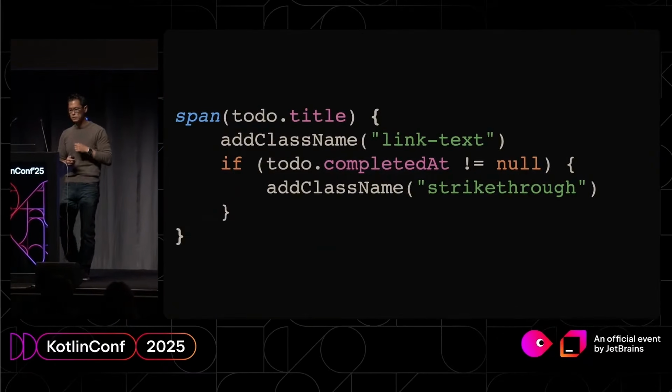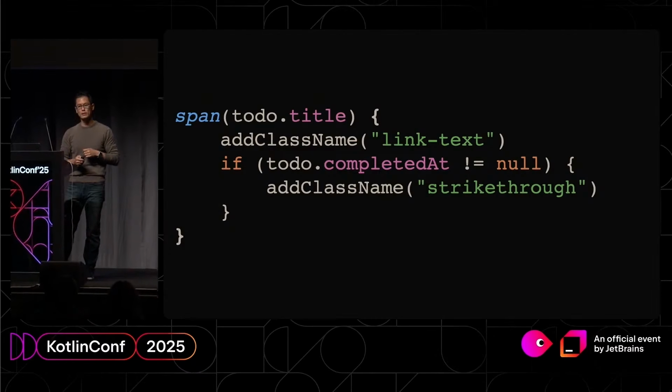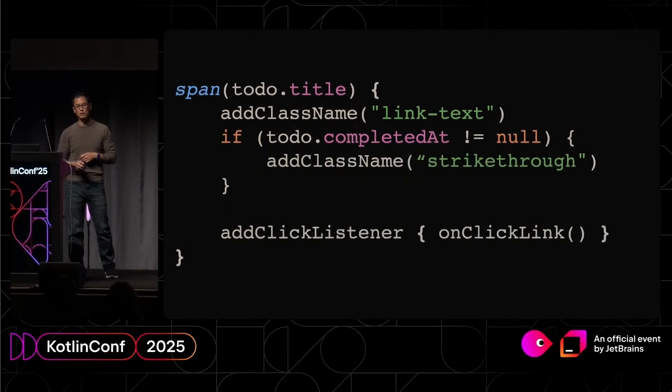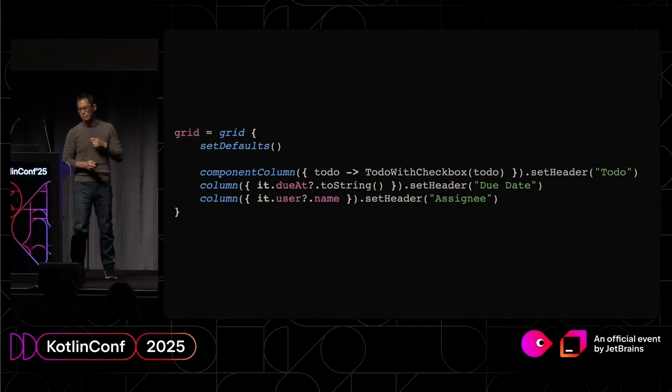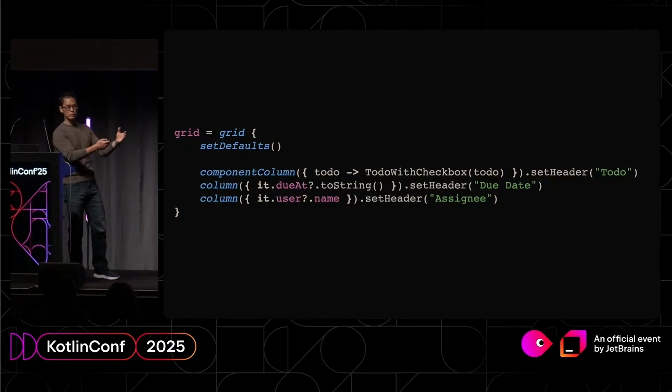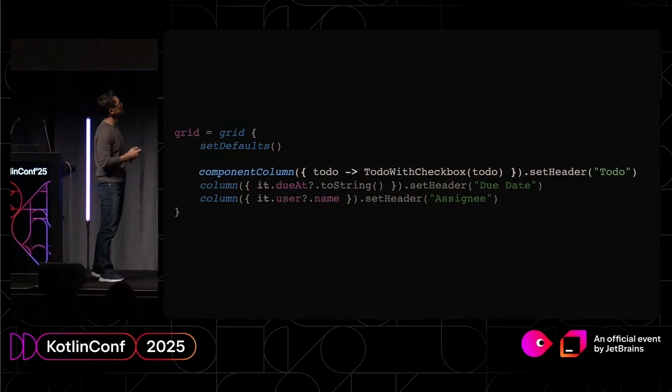Once we get over here to the to-do title, we're going to do the same thing. When we click on the to-do title, we want it to do something. So we're going to add a click listener here as well, and it's going to just run the operation, the lambda that you sent into it. Now we have to pass in those operations to the to-do with checkbox component.